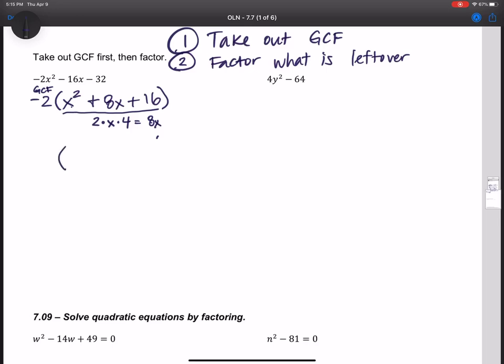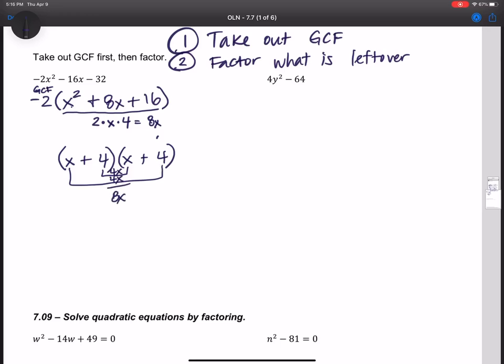All right, so let's make 2 parentheses like we did in the front. Take the square root of the first, which is x and x. Take the square root of the last term, which is 16. There's your 4 and 4. The middle term is plus, so we're going to have our plus plus. Now remember, that makes your 4x. This makes your 4x, which makes your 8x.